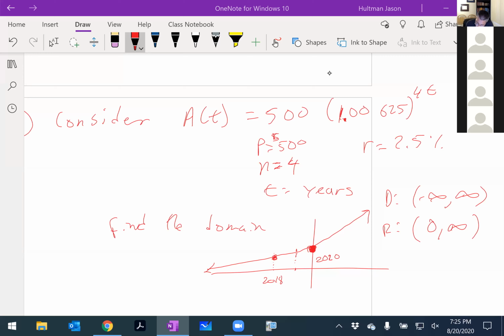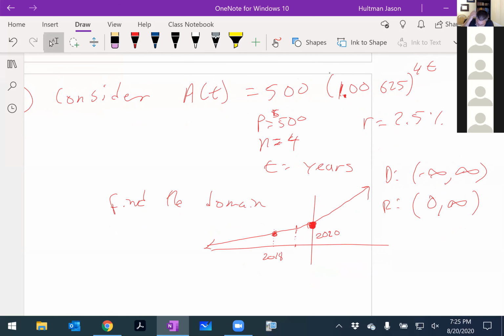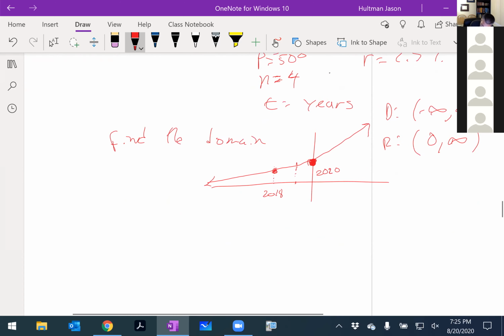Can you explain to me why 0 is not included? Yeah, because we cannot have 0. We can't go backwards forever and get to 0. Now why is that? Why can we never go backwards and get to 0? That's a great question.